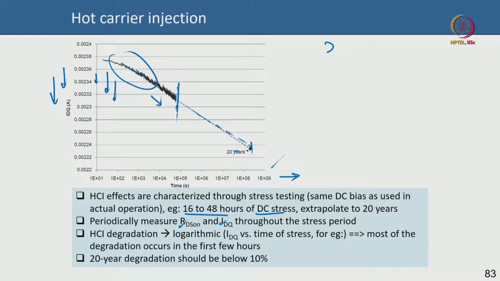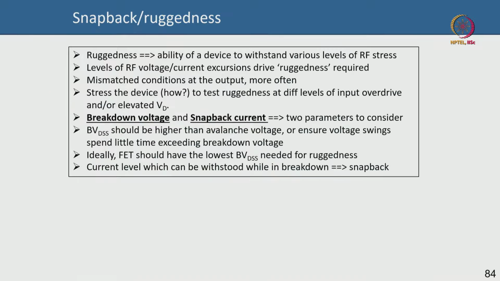The typical value at 20-year degradation should be less than 10% of your original value. I mean the overall degradation, the delta I that you're having, should be less than 10%. The delta I reduction is a good measure that over 20 years your on current is going to reduce by less than 10%. That's one of the ways of quantifying hot carrier injection.